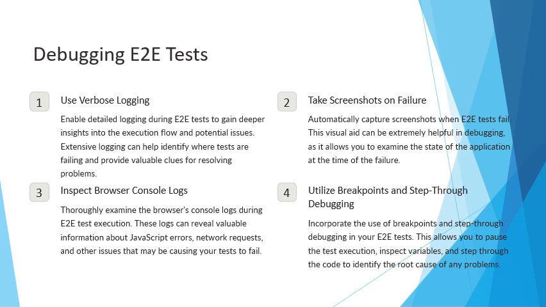Inspect the browser's console logs. These logs can reveal valuable information about JavaScript errors, network requests, and other issues that may be causing your tests to fail. We then utilize breakpoints and step-through debugging. Incorporating the use of breakpoints and step-through debugging in our E2E tests allows us to pause the test execution, inspect the variables, and step through the code to identify the root cause of any problem.